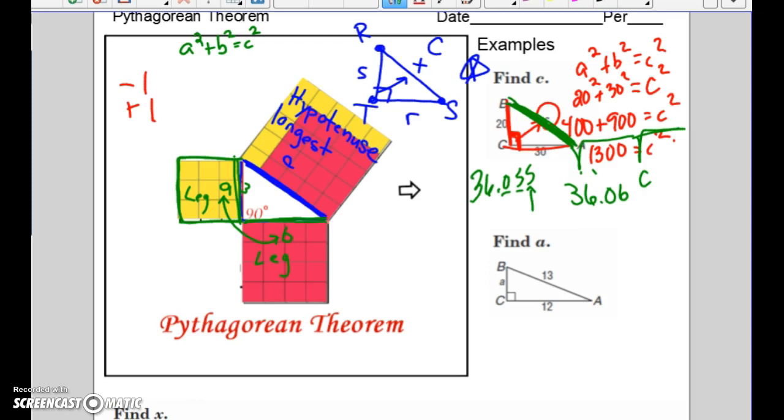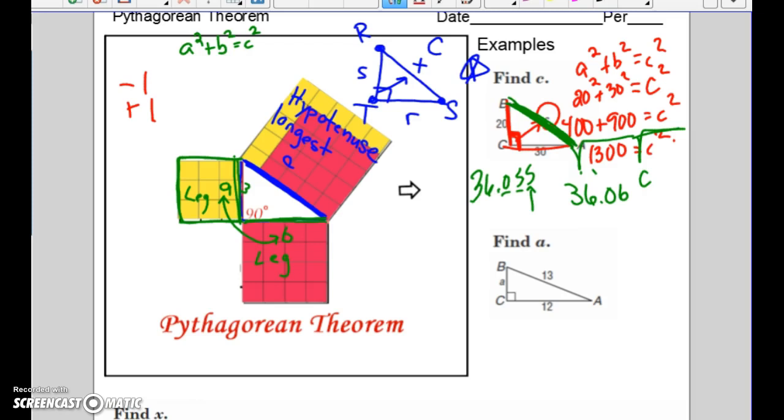Find A. Well, how's that different from over here? I want you to think of it this way. In the first problem, I have to find C. In this problem, they gave me C. Are you with me? That's really the difference. Here I'm finding C. Here they gave me C.